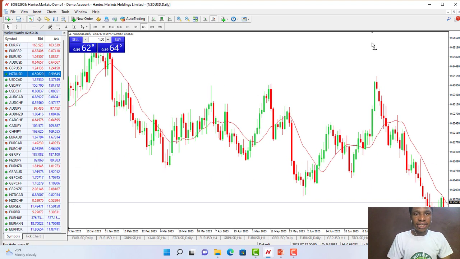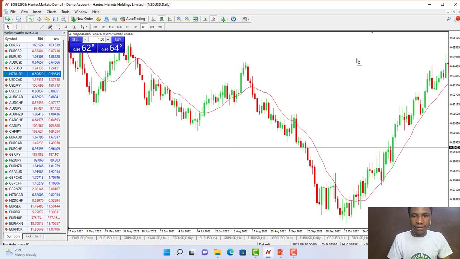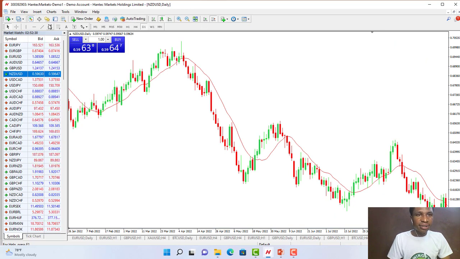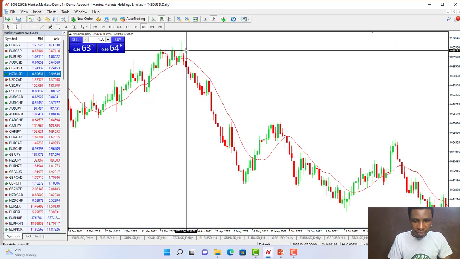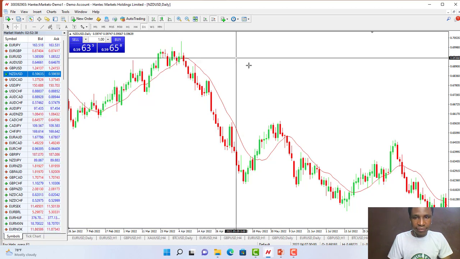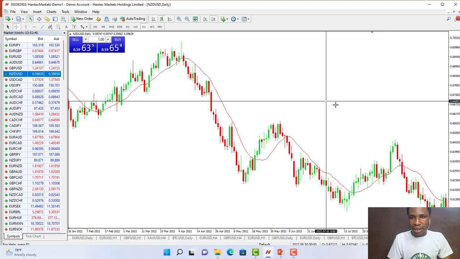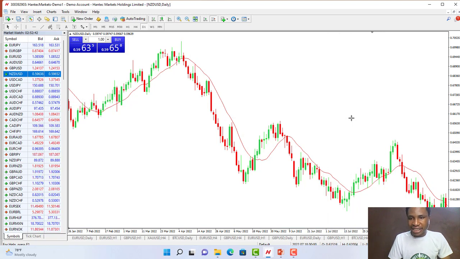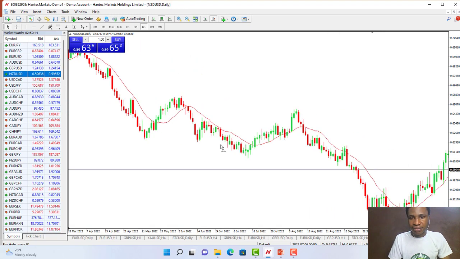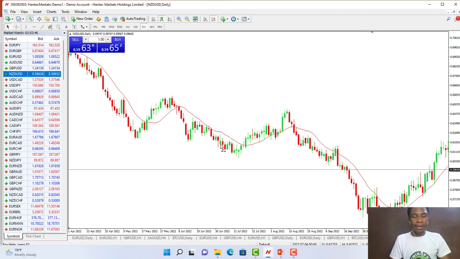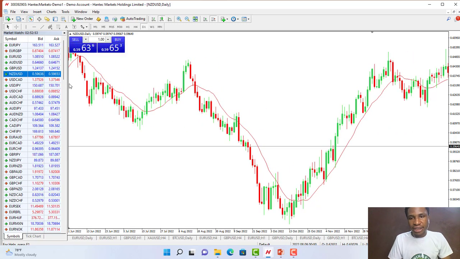The NZD USD. So let's go to our daily time frame. We are looking for the piercing line pattern. All right, we've seen it. So we've seen a good example.